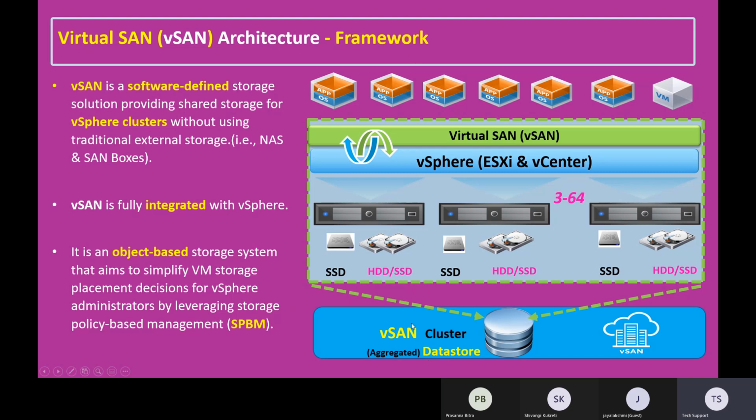In this diagram, if you see here, we have a virtual SAN cluster aggregated data store. Aggregated is nothing but a combination, or joined together. Sometimes we call it vSAN aggregated data store, sometimes we say vSAN cluster data store, or sometimes we call it vSAN data store. But all the terminologies are the same. Okay.